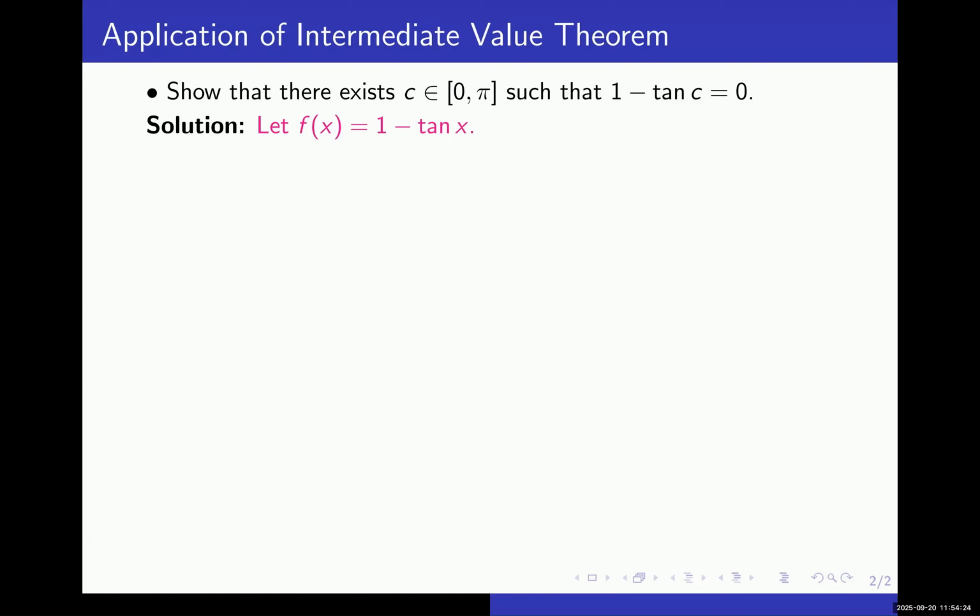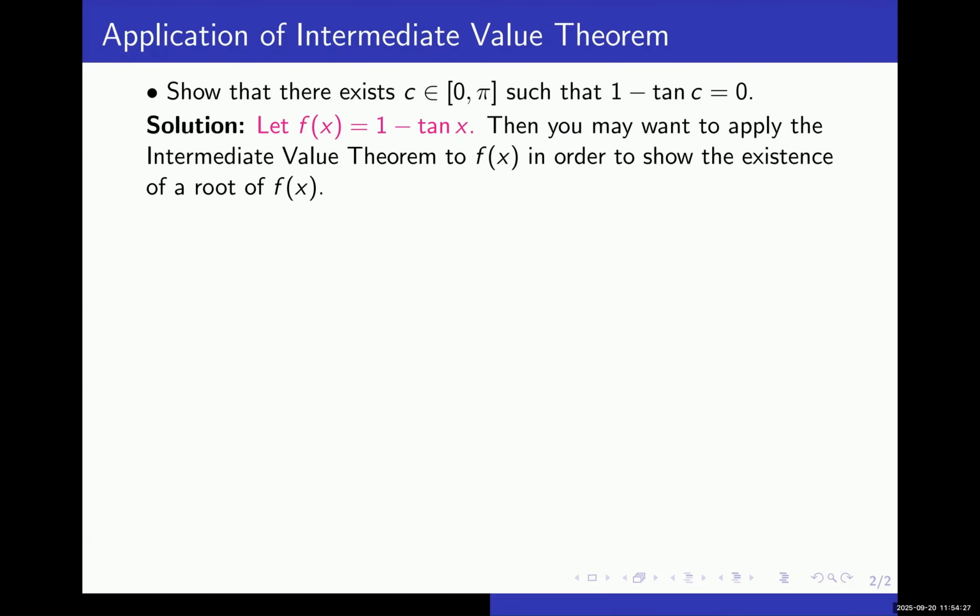And then you want to apply the intermediate value theorem to this function to show the existence of a root of f(x). So if this function has a root between 0 and pi, so f(c) is equal to 1 minus tangent c, then we're done. But the problem is that f(x) actually is not continuous on the interval 0 to pi, because you know that the tangent is not defined when x is equal to pi over 2.